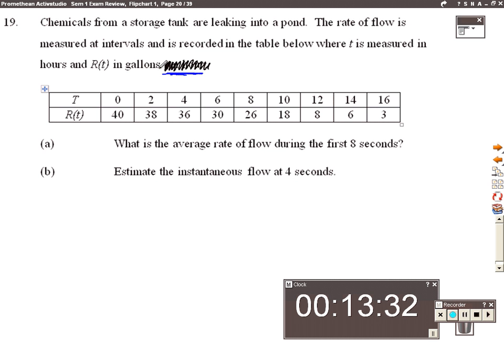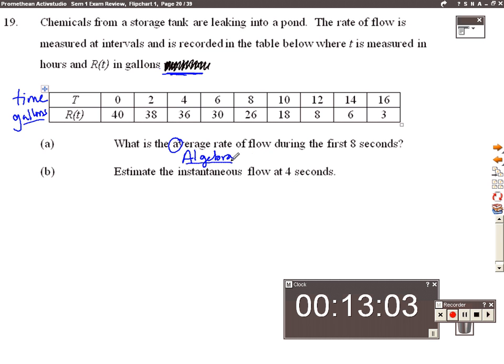So we have chemicals that are leaking from a storage tank, and of course T is time, measured in hours, and R of T is the number of gallons leaking out of the storage tank. So this becomes a pretty easy problem. In part A we're looking for the average rate of change. Remember, A for algebra, A for average.